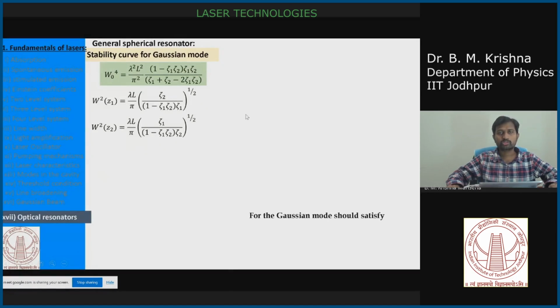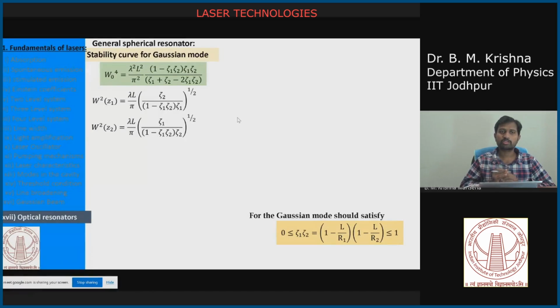For the Gaussian mode, it should satisfy this condition. So in the resonator, for these Gaussian modes to sustain within the cavity, zeta 1 and zeta 2 should lie within 0 to 1. If it exceeds 1 or is lesser than 0, then this Gaussian mode cannot sustain. That means the cavity becomes unstable. So this is the condition for the stable resonator. Generally people call this the stable resonator condition.